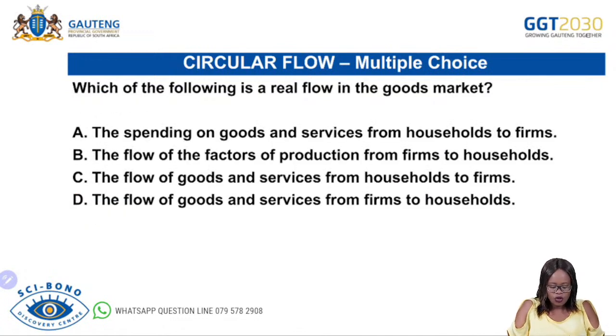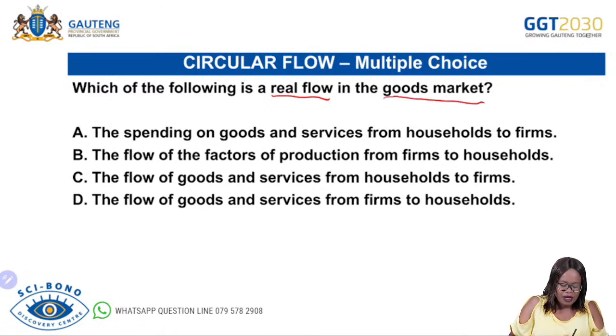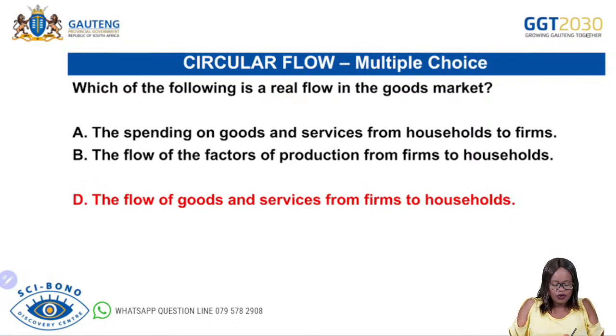And then when we go to the next question, it reads as follows. Which of the following is a real flow in the goods market? Our keywords here are the real flow as well as the goods market. Looking at the options, the most appropriate option is going to be option D, which is the flow of goods and services from firms to households.